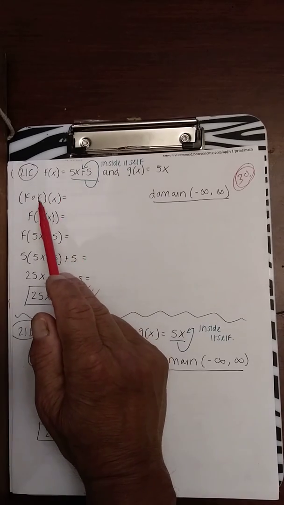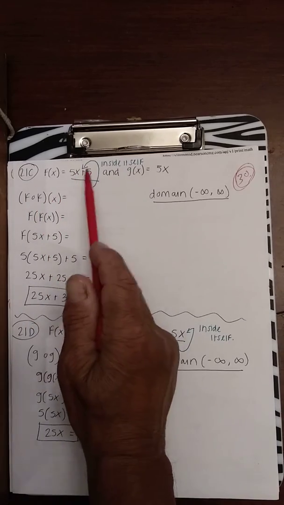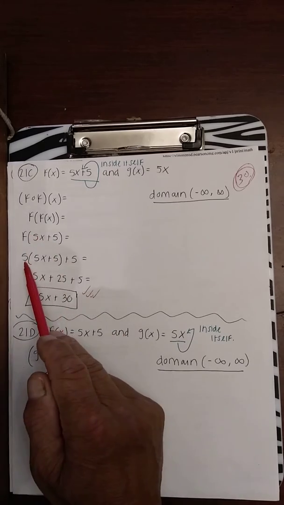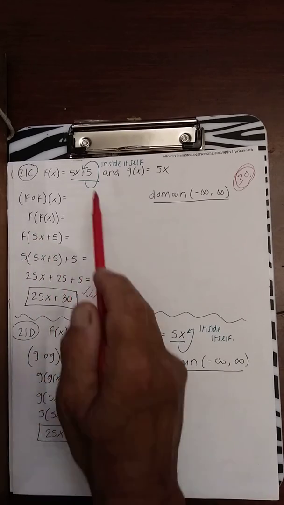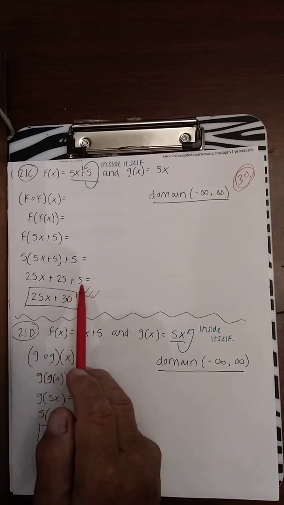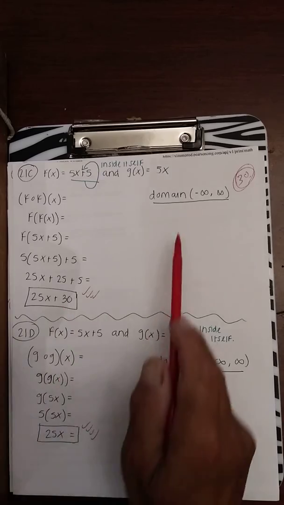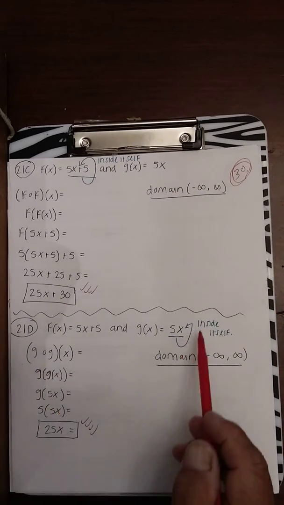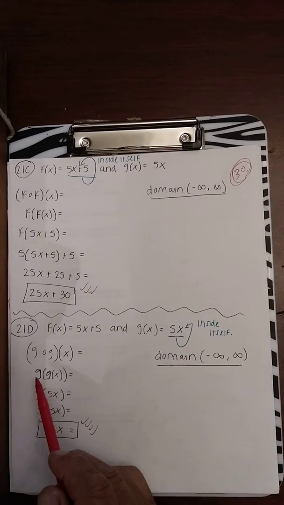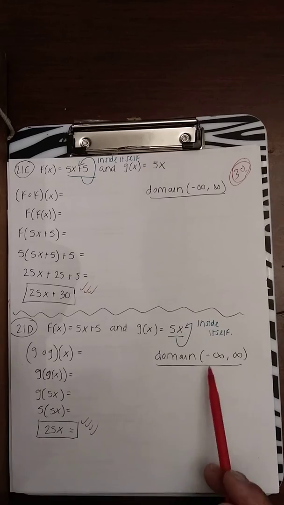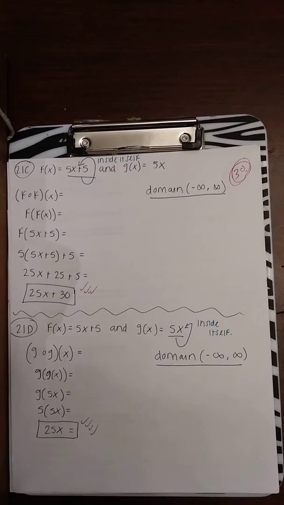Now this one, f circle f means f of x inside f of x. So 5x plus 5, and 5 times 5x plus 5, plus 5. This one inside itself. So 5 times 5 is 25x, 5 times 5 is 25, and 5 is 30. 25x plus 30, negative infinity to infinity, domain. g circle g means g inside of g. So g of x is 5x, and 5 times 5x is 25x, and the domain is negative infinity to infinity again.